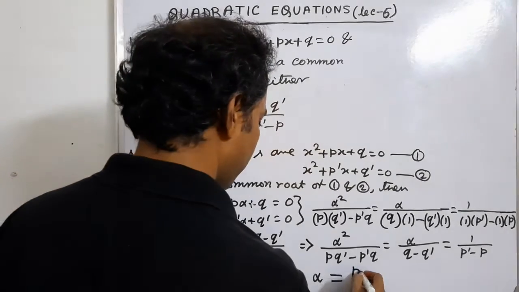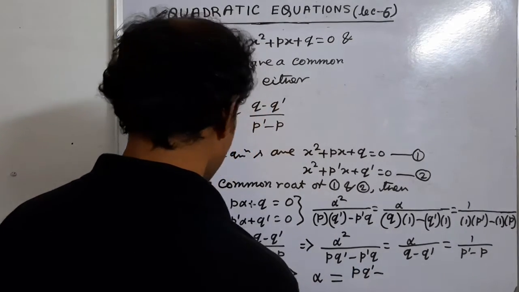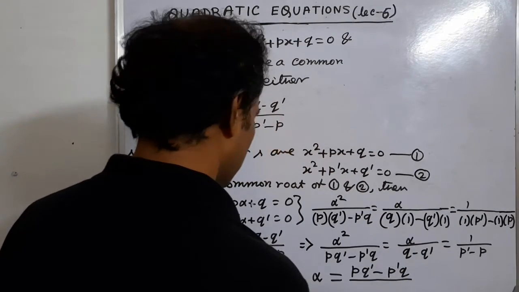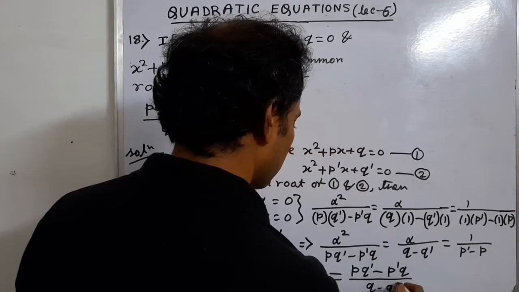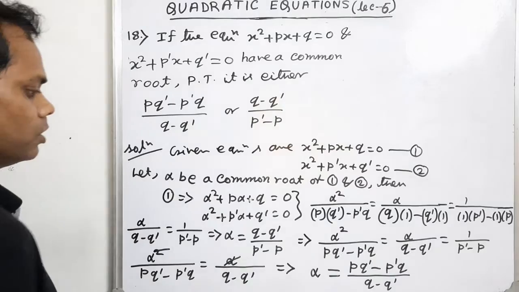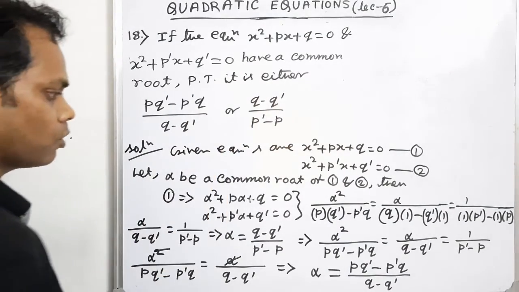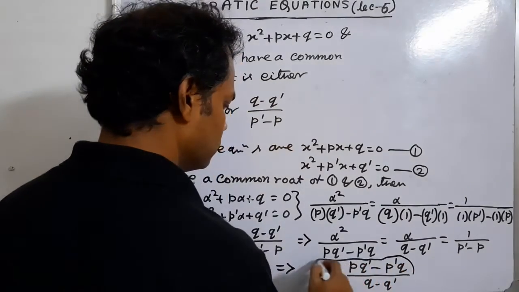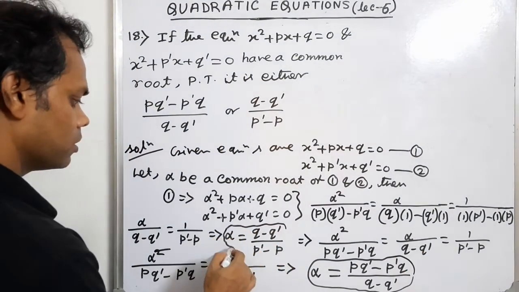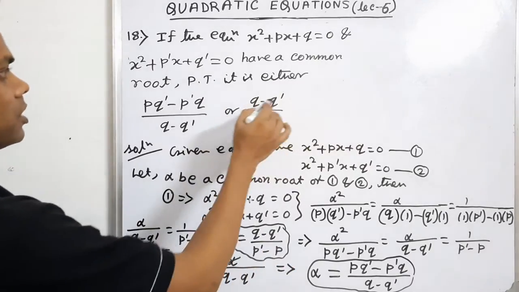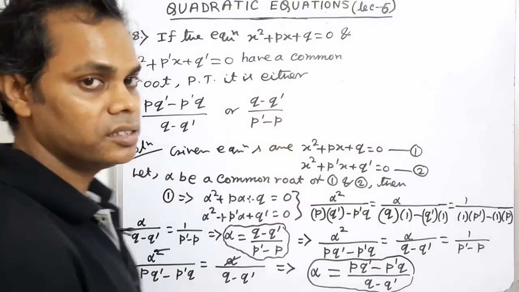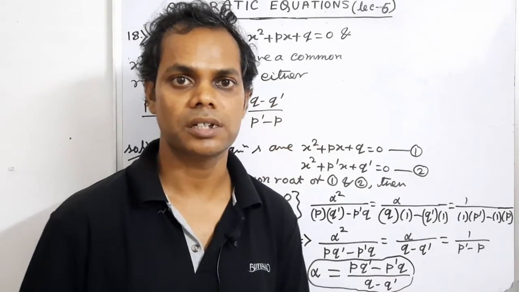By these two relations, alpha equals p q dash minus p dash q by q minus q dash. So this is another root. So alpha is the common root, so the common root is either this one or this one. This is our required condition or required relation. So proved. In the next video on this topic we discuss a few more sums.